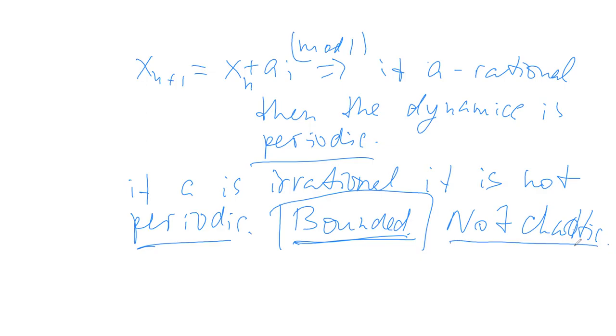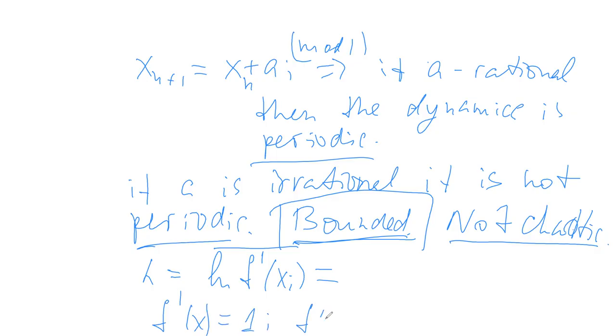Not chaotic, because if you check the Lyapunov exponent, you remember the Lyapunov exponent was the average value of the logarithm of f prime at x_i, whatever it is, averaged. But also f prime of x equals 1, because f of x is x plus a and the derivative is 1. And therefore it will be the logarithm of 1, which is 0.